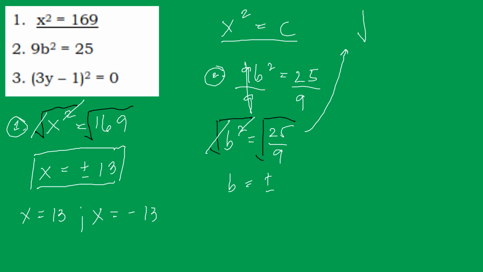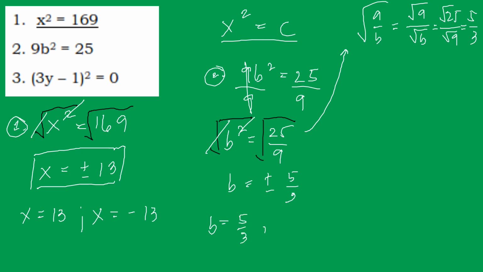So, yung square root of a over b can be written as the square root of a over the square root of b. So, pwede natin gawin yung square root of 25 over square root of 9. And it will come up with 5 over 3. So, that means our answer is positive negative 5 over 3. So, the solution of the equation is b is equal to 5 over 3 and b is equal to negative 5 over 3. So these are the solution of the second equation.